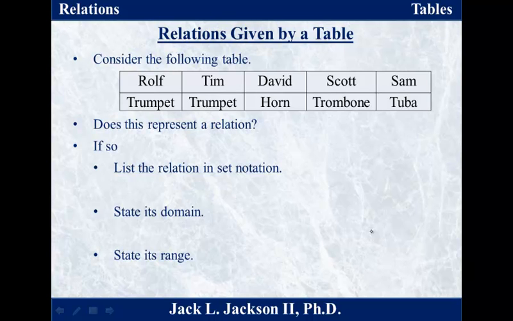Okay, here's another table. Rolf, trumpet. Tim, trumpet. David, horn. Scott, trombone. Sam, tuba. Is this a relation? And if so, list the relation in set notation, state its domain and its range. Now, technically speaking, this is not a set of ordered pairs in its notation, but it does represent a set of ordered pairs, so it is in fact a relation.